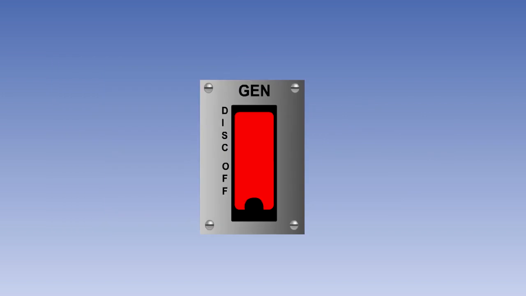Some toggle switches may be fitted with guards to prevent inadvertent operation. Guards are normally fitted to switches which are only operated in abnormal or emergency situations. This generator disconnect switch, for instance, is guarded to the off position. To operate the switch and disconnect the generator, the guard has first to be raised.